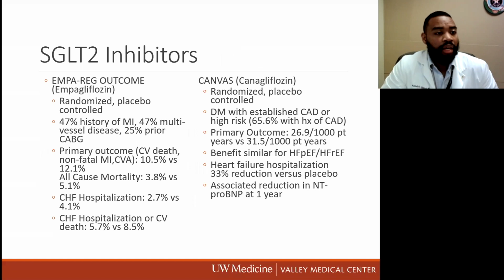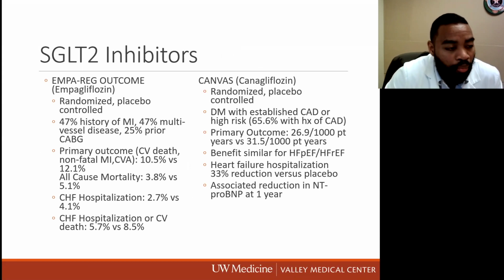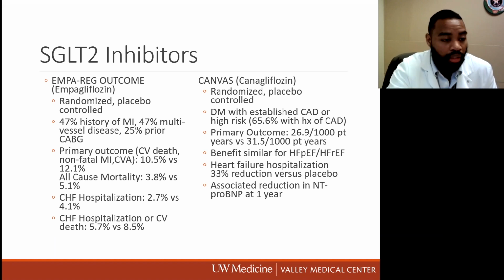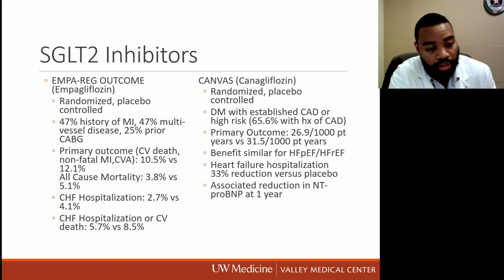So the SGLT2 inhibitors, the more common ones that we have on the market, are empagliflozin and canagliflozin. And both of these have been studied in randomized placebo-controlled trials. A lot of these medications were initially devised as primary diabetes medications. But as you can see in both trials, a lot of these patients had underlying cardiovascular disease, and a signal was seen in terms of better outcomes for these patients.